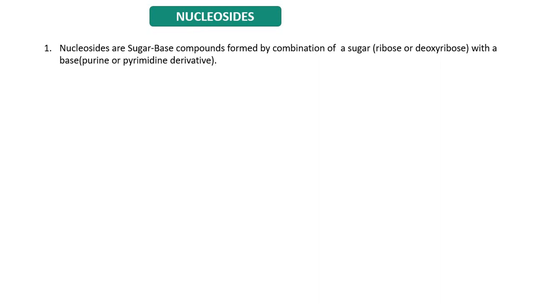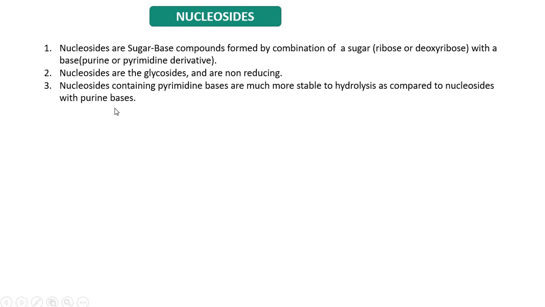Remember, they are formed by the combination of sugar, which may be ribose or deoxyribose sugar, with a base like purine and pyrimidine derivatives. And again we can say nucleosides are glycosides, and they are non-reducing. Nucleosides containing pyrimidine bases are much more stable to hydrolysis as compared to nucleosides with purine bases. So this is an important thing you have to remember.